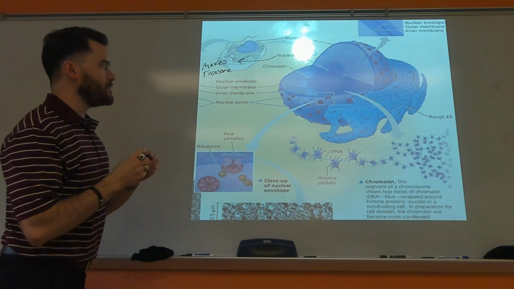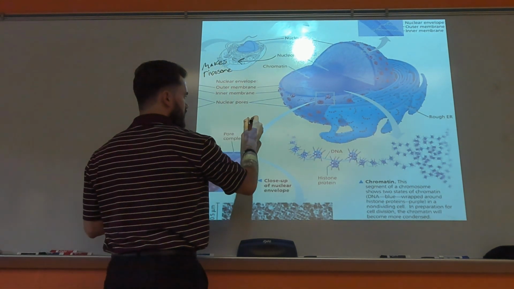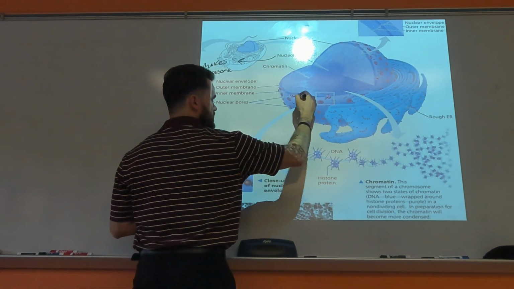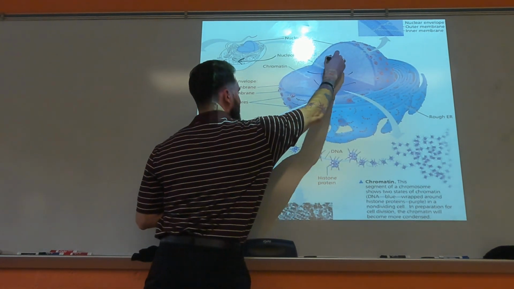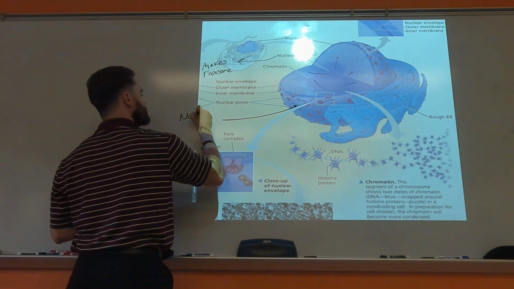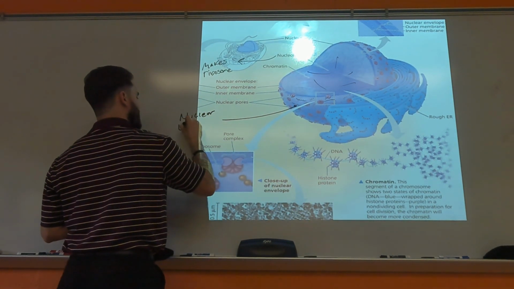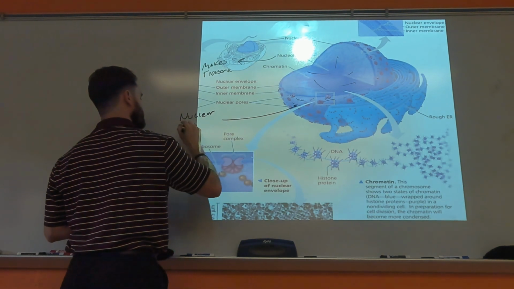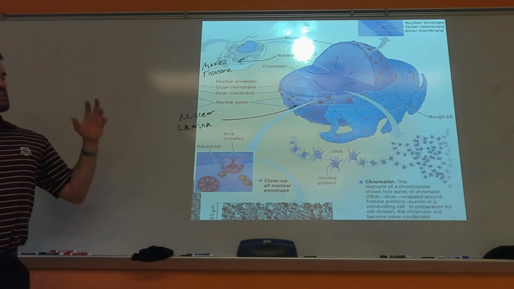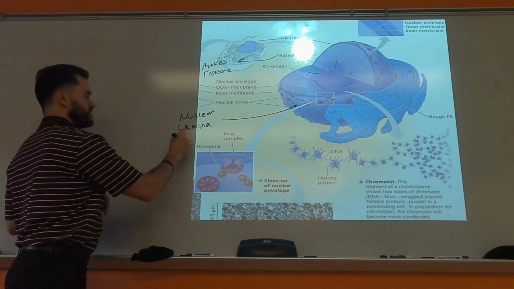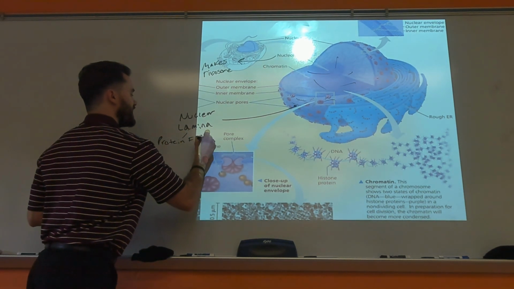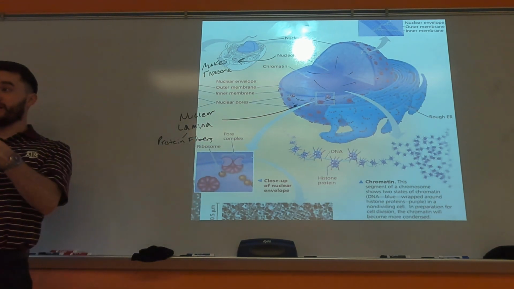And then it's not labeled in this picture, but basically all throughout this nucleus are these cytoskeleton-like things called the nuclear lamina. Nuclear lamina are protein fibers. These protein fibers give the nucleus structure and strength, right?